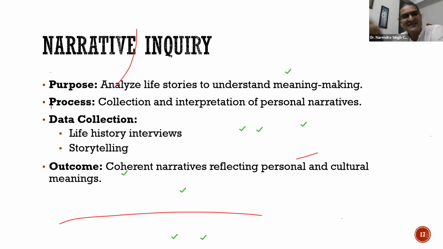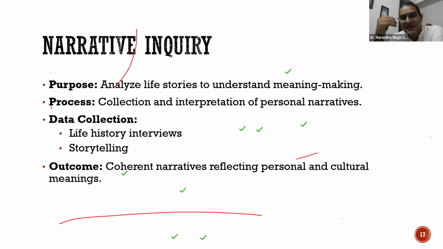Now, if you want to analyze the life stories of the victims, you can say the survivors, for example. So what you are doing, you are collecting and interpreting personal narratives. You are doing life history interviews, for example. You are doing storytelling, saying that this is what is happening, this is what has happened, all right, and this is the kind of experience, this is the sentiment, these are the kinds of emotions that people have displayed. So you're doing a kind of storytelling.